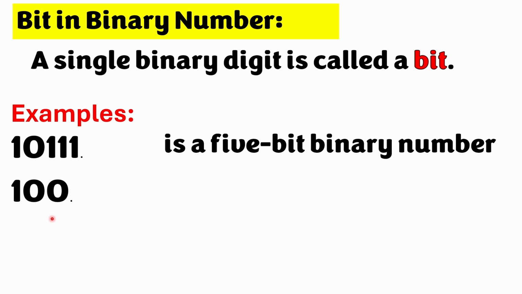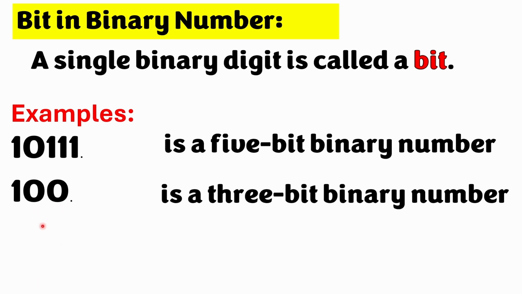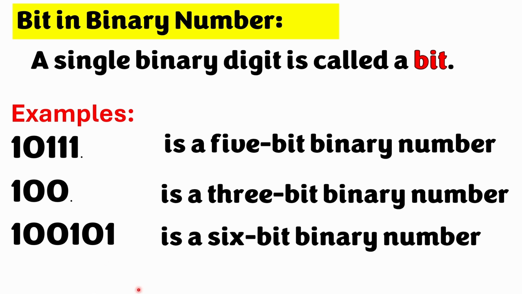Next, 100. 100 is a 3-bit binary number. We count 1, 2, 3. Next example, we have 100101. It is a 6-bit binary number. We count 1, 2, 3, 4, 5, 6.